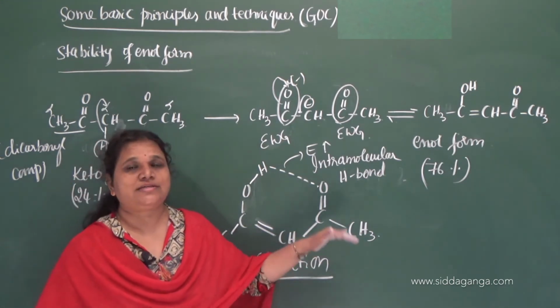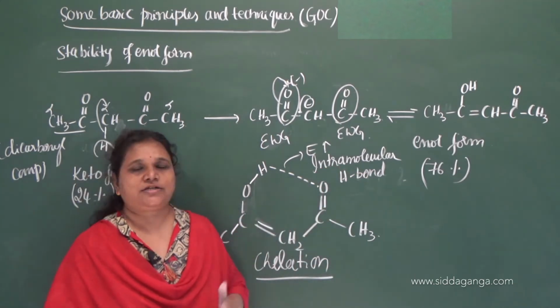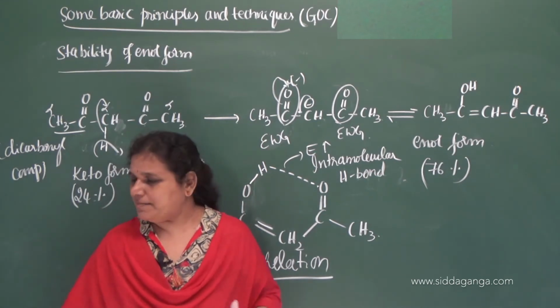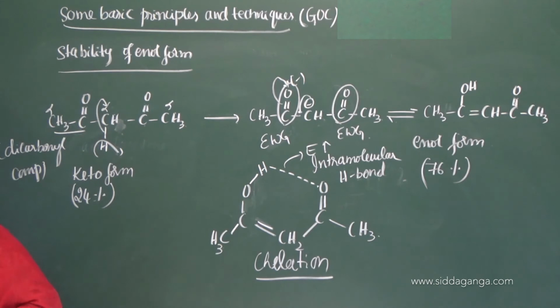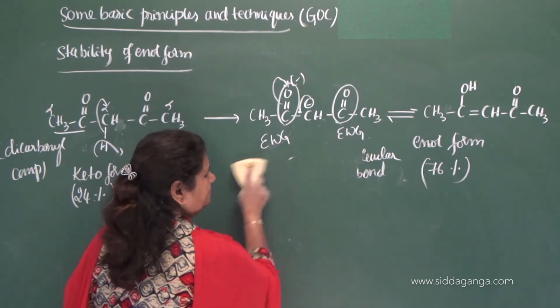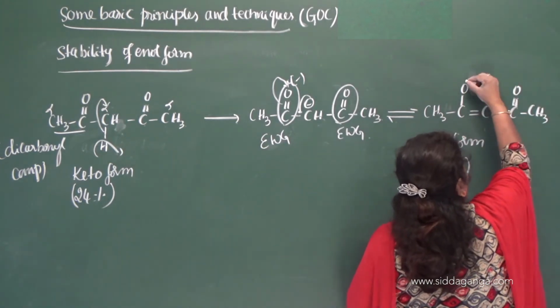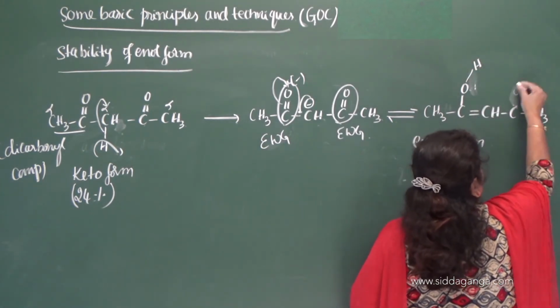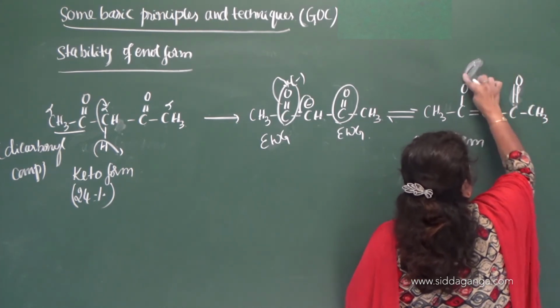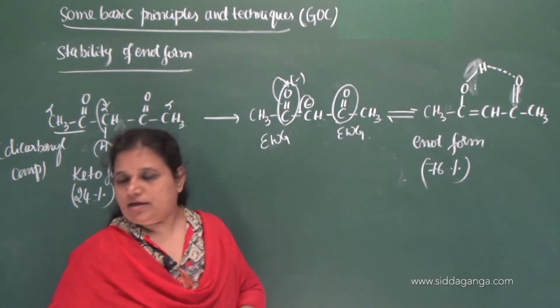This is one of the reasons for the increase in the percentage of enol form due to intramolecular hydrogen bonding. So similarly, if we consider one more example here, let me give one more example of the same type. I will show the intramolecular hydrogen bonding in the equation itself.